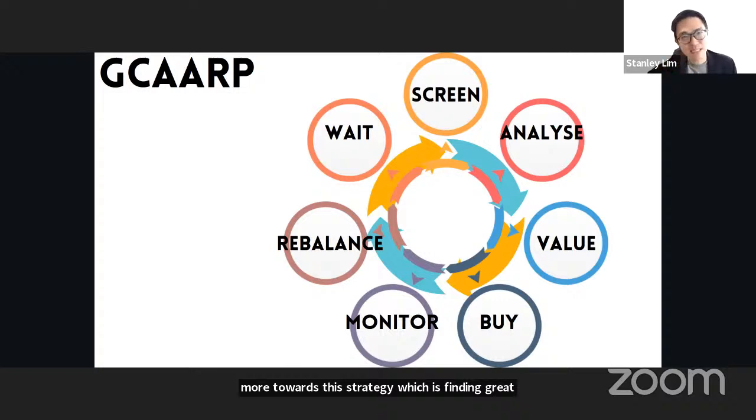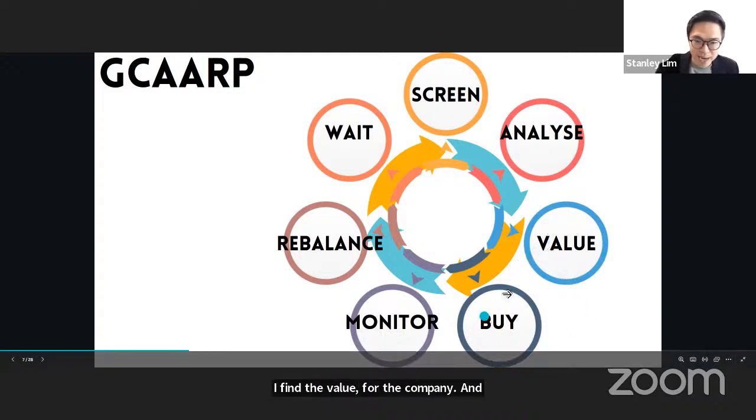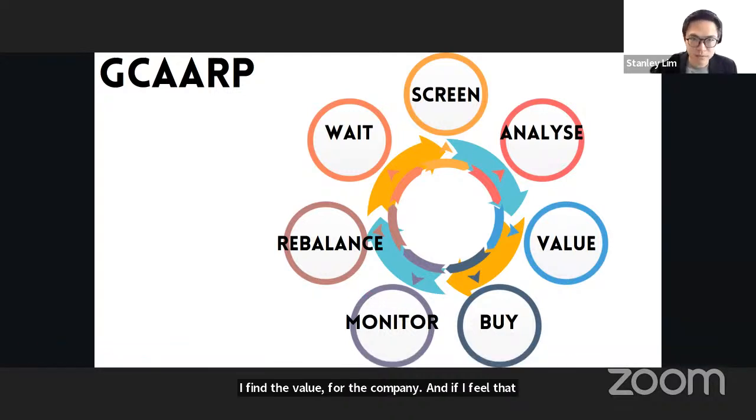You can see the process is roughly similar, but there's a key difference here, which is I can screen for it and then analyze it. I find a value for the company, and if I feel that it's a reasonable price, I buy it. Although I still need to monitor it, I don't monitor it so often. Say I own a company like Apple today, I think the last time I checked Apple's share price was like 2.5 years ago, and the development of the company, I just automated.